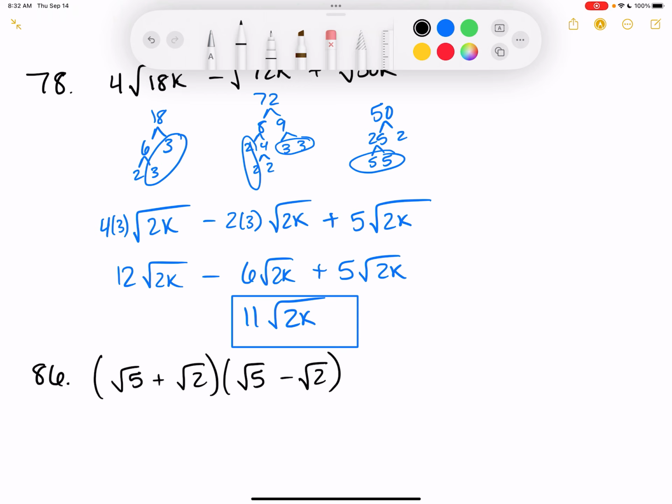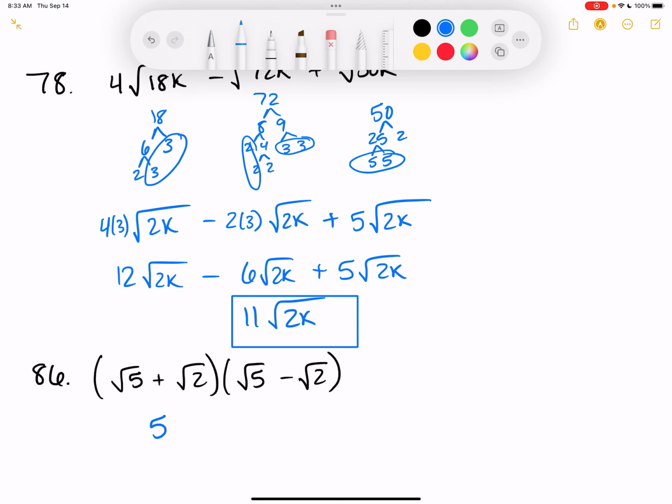FOIL? Is this a special type, though? Difference of squares. But yes, if you didn't recognize it was a difference of squares, you could just FOIL it. Same thing's going to happen either way. So square root of 5 times square root of 5 is 5. Then it'll be minus the square root of 2 times the square root of 5, and then plus the square root of 2 times square root of 5. So that's us canceling, which is what makes it a difference of squares.